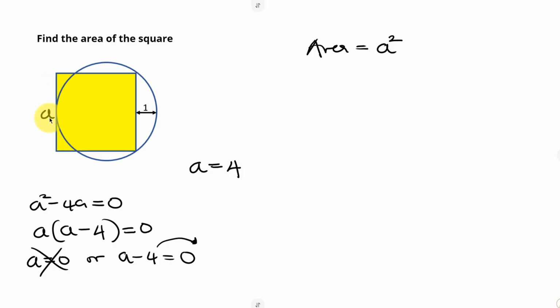And that is one side of the square. And to get the area, I'm just going to be replacing this A with 4 and then squared, which will result to 16 square units. Very good. So this is our final answer. The area of the square is 16 square units.